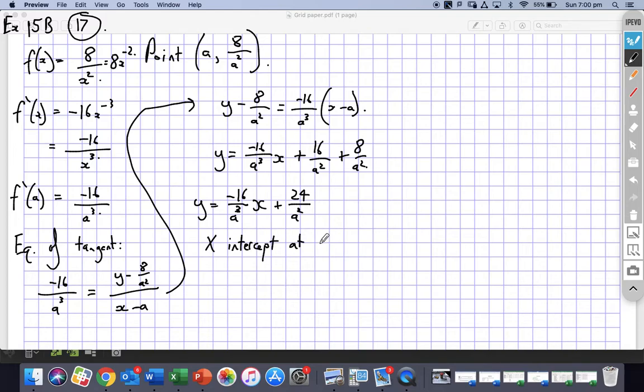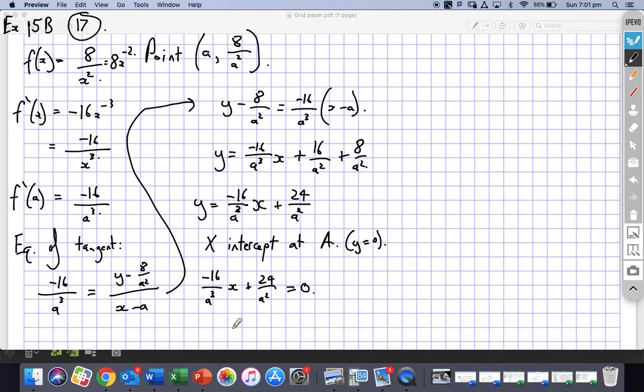So we have an x-intercept at point A. Right. So this tangent equation, I want to know where its x-intercept is. Well, its x-intercept is when y equals 0. Right? Okay, so we need to think about minus 16 on a cubed x plus 24 on a squared. Where does that equal 0? It will be at point A.